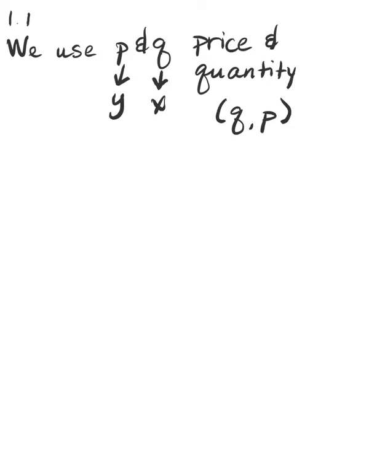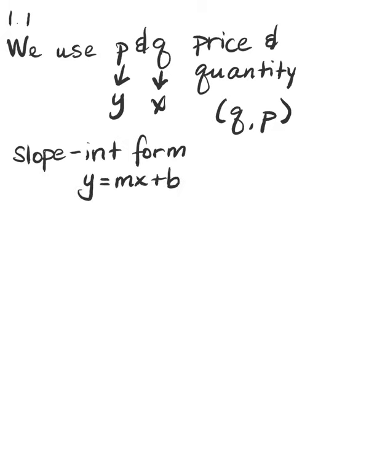I'll try and remind you all the time, hey, if it's written with P's and Q's or Q's and P's, then you need to make sure that you keep using those. Don't make them X's and Y's. So we're mainly going to use slope-intercept form, which we should hopefully remember is y equals mx plus b.